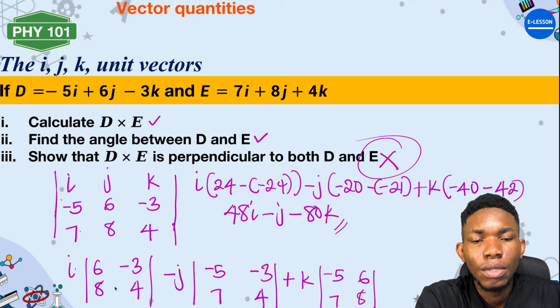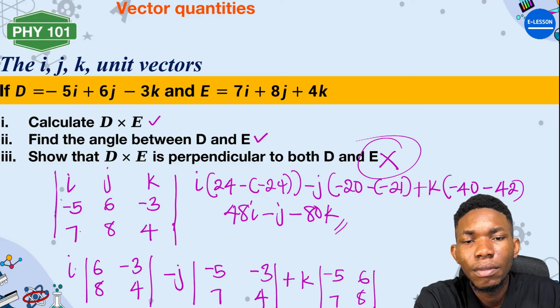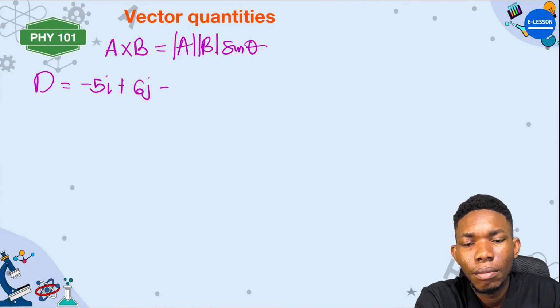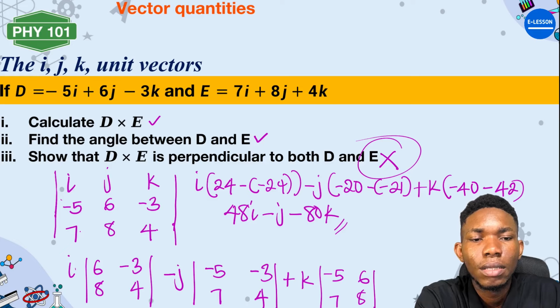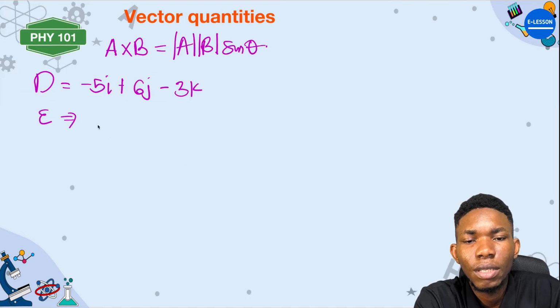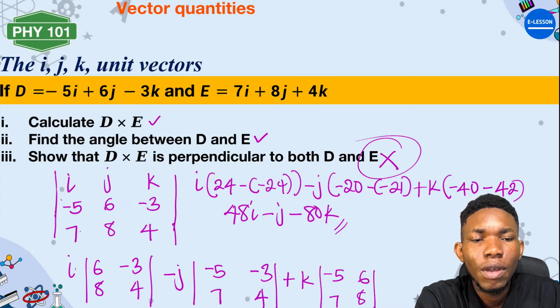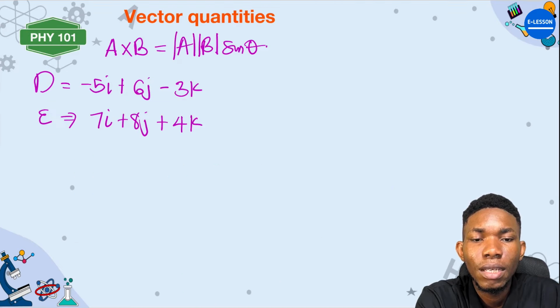The next thing we have to do now is to find the magnitude of D and magnitude of E. So let's look for the magnitude of D. D is minus 5i plus 6j minus 3k. And then E is equal to 7i plus 8j plus 4k. Is that okay? 7i plus 8j plus 4k, then minus 5i plus 6j minus 3k.